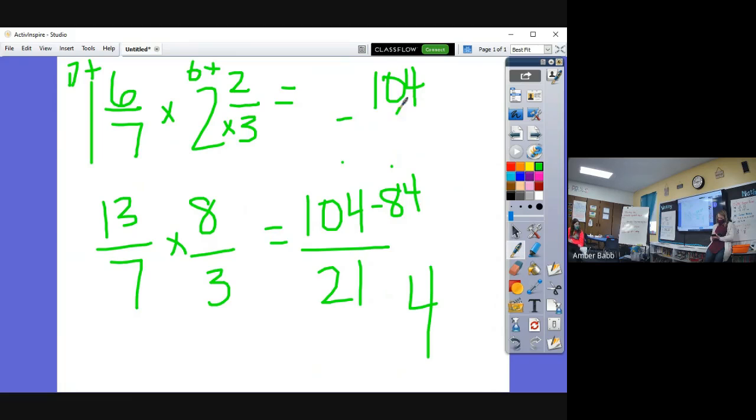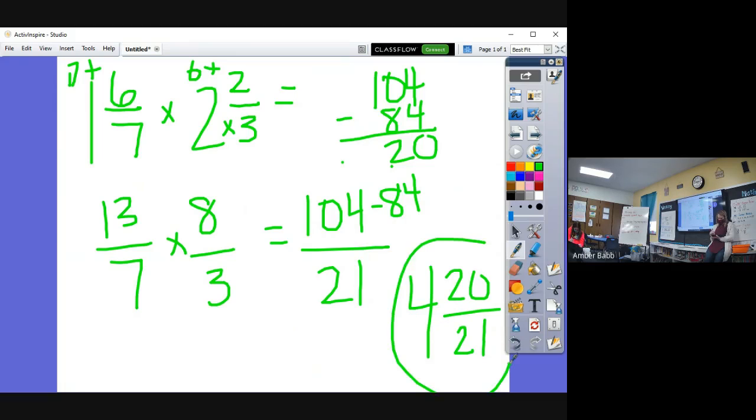In case you can't do that in your head, let's do this. 104 minus 84: 4 minus 4 is 0, 10 minus 8 is 2, so 20. I put that on top of my original denominator, 21. So 4 and 20/21, which doesn't reduce.